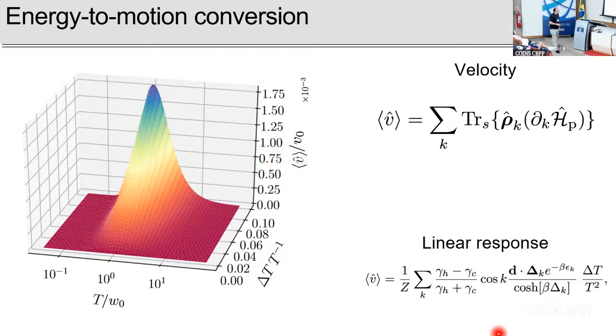For this particular simple case, it's pretty simple to derive an expression for the velocity in the linear response. So you see that the fact that you go away from linear response does not change much. It just changes the values of the coupling, the velocity by itself, but the overall feature is not changed.